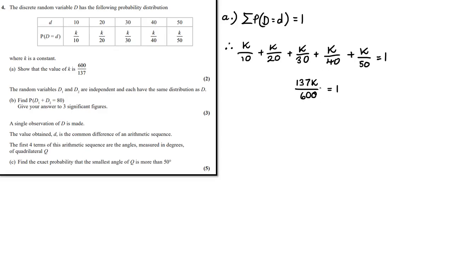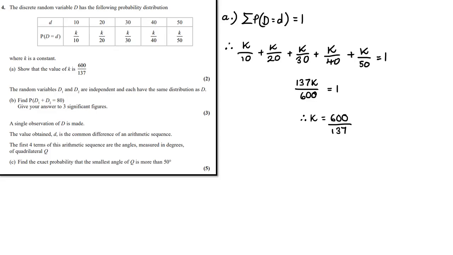So that's 600 there. And then we just solve for k, nice and straightforward: just times both sides by 600 and then divide by 137. And what we get is exactly what we need to show for part A. So therefore k is equal to 600 over 137. Okay, so that's the first 2 marks in the bag.